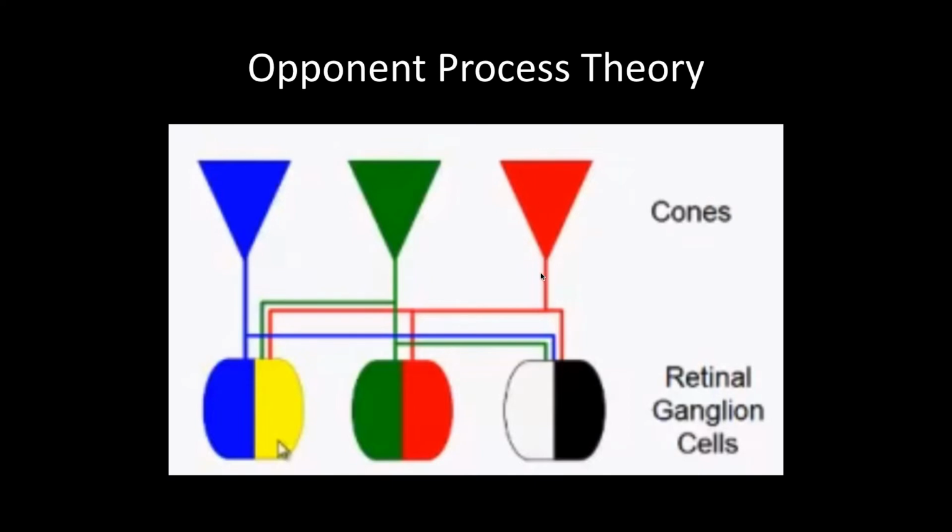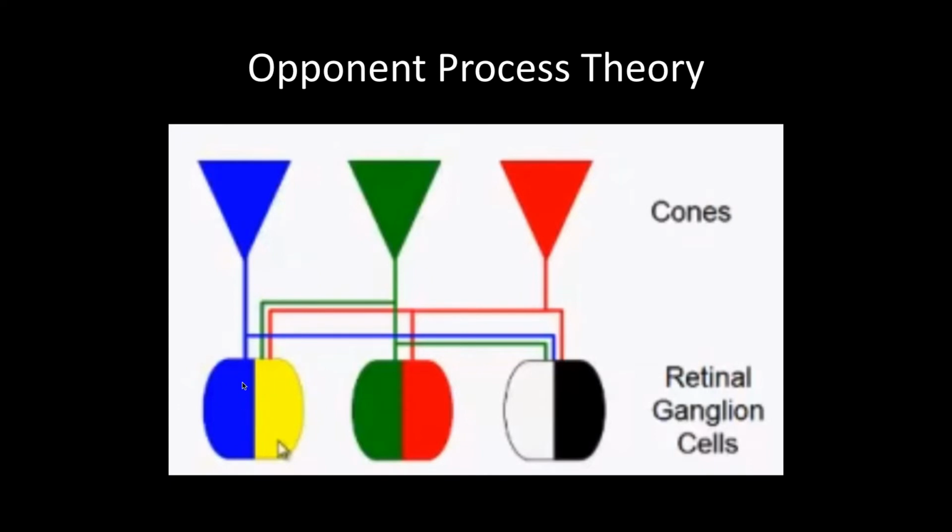So we have, for example, a red-green channel, a blue-yellow channel, and then a white-black channel, which means white means that all of our cones are activated, black means that none of our cones are activated, but instead that our rods are activated. You'll never see a color that is a reddish-greenish color.